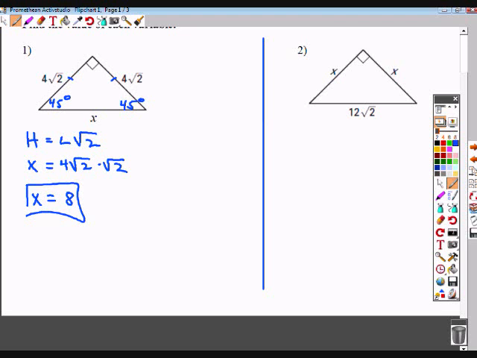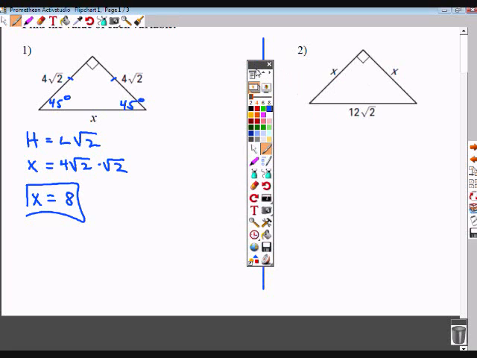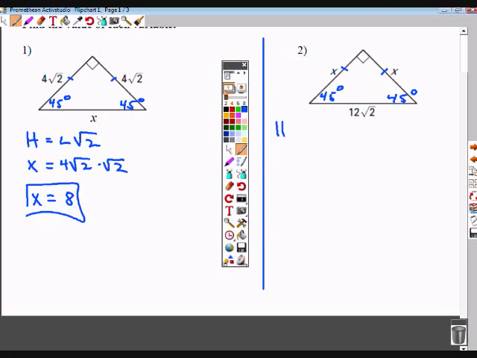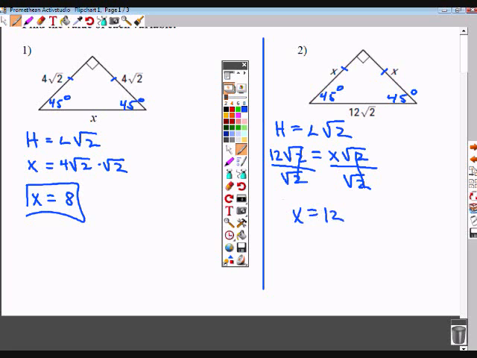All right, question 2. Again, it's going to be an isosceles triangle. You can see that X and X are congruent. Therefore, we do have a 45, 45, 90 triangle. So the relationship, once again, H equals leg radical 2. Our hypotenuse now is 12 radical 2. Our leg, as you can see in the picture, is defined as X, and radical 2 comes from the formula. So to isolate X, we divide both sides by radical 2. And in doing so, we have left X is 12.